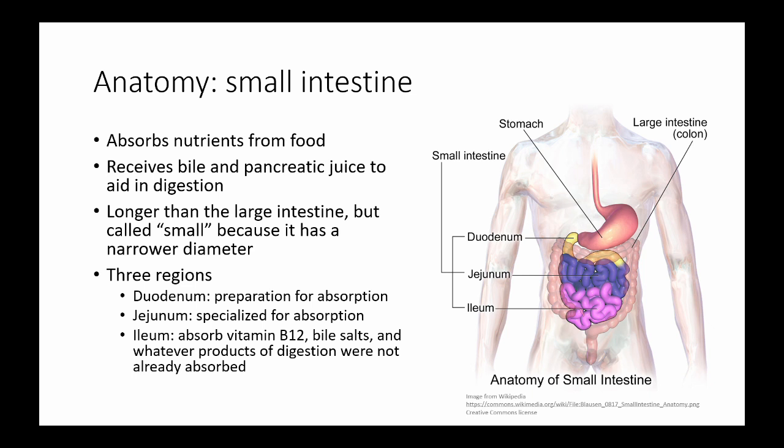The small intestine absorbs nutrients from food. It receives bile and pancreatic juice, which aid in digestion. It is longer than the large intestine, but is referred to as small because it has a narrower diameter. The three regions are the duodenum, which prepares food for absorption, the jejunum, which is specialized for absorption, and the ileum, which absorbs vitamin B12, bile salts, and any other products of digestion that were not previously absorbed.